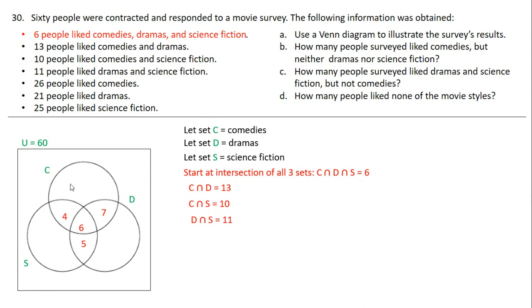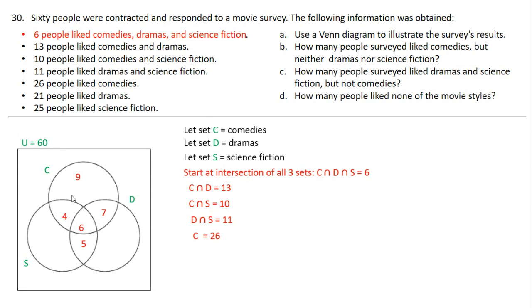All right. Then the next one, 26 people like comedies. So I'm looking at my circle with just a C. But in that C, I already have 3 numbers there. I have 4 and 6, which is 10, plus another 7, that's 17. But it says that I have to have 26 people like comedies. So 26 minus 17 is going to give me the 9, right? So the 9 goes right on the C.